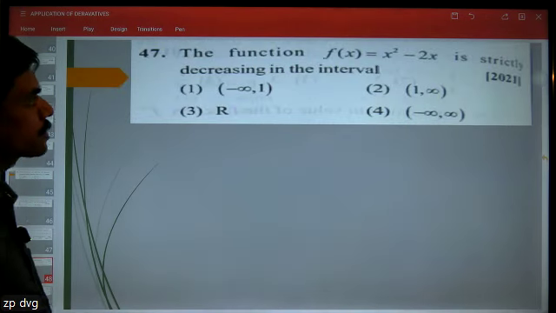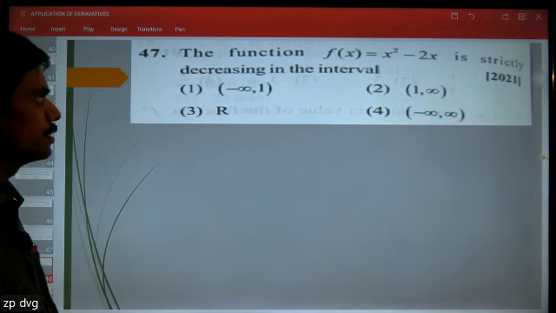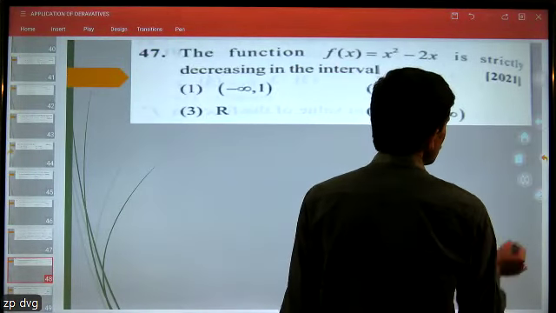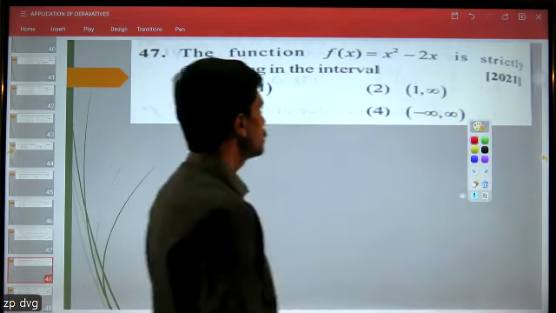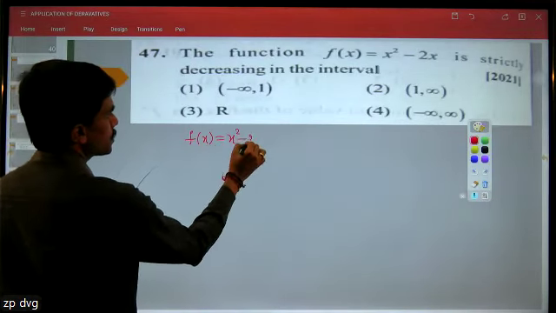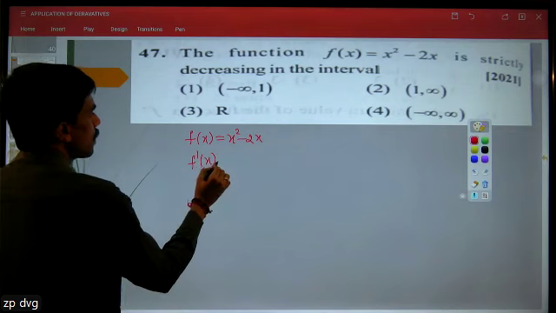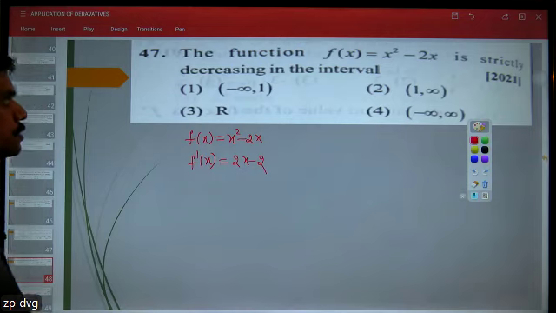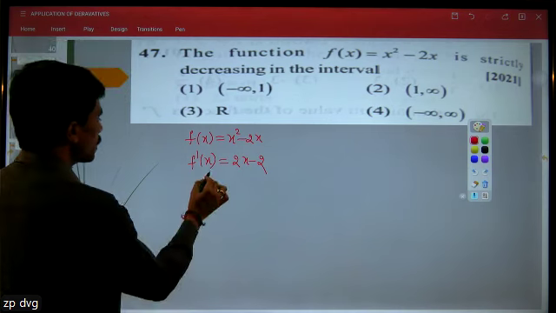The function f of x equal to x square minus 2x is strictly decreasing in the interval. For decreasing, we have to take f dash of x less than 0. For decreasing function, we have to take f dash of x less than 0. So they given that f of x equal to x square minus 2x, then f dash of x is equal to 2x minus 2. Differentiate with respect to x. For decreasing function, f dash of x, strictly decreasing the given.